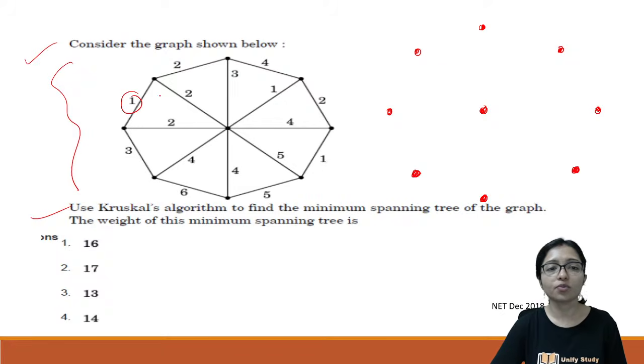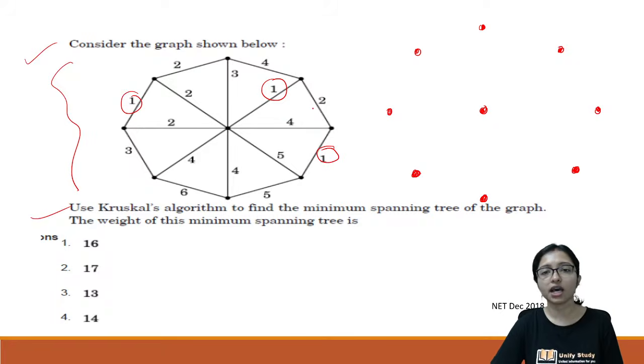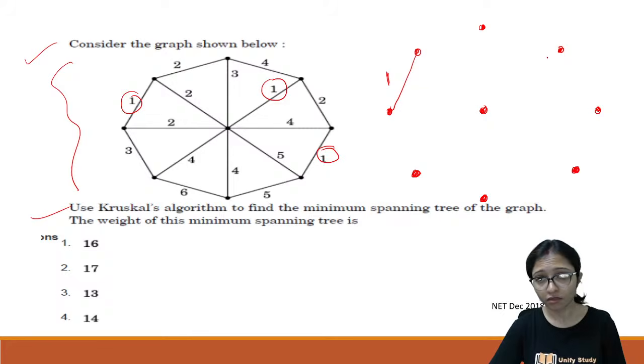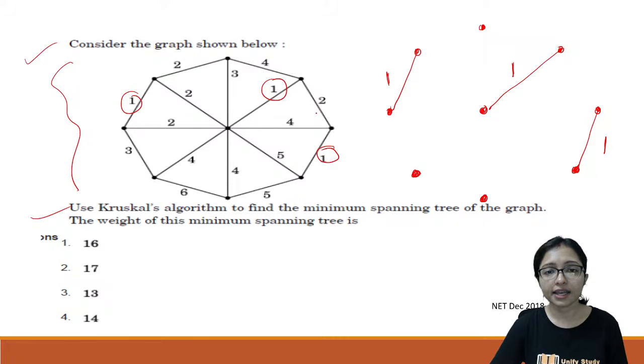So here is 1, here is also 1, here is also 1. These are all the 1s available. So you can take this one, you can take this one also, you can take this one also. After that here is 2. So can I take this 2? Yes, I can take this 2. Here is 2. Can I take this 2?